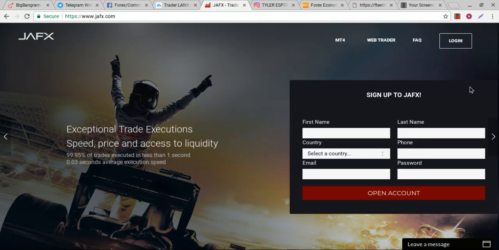Also, a broker to download. What broker should you use? I recommend JAFX for all my students. They have really nice spreads.